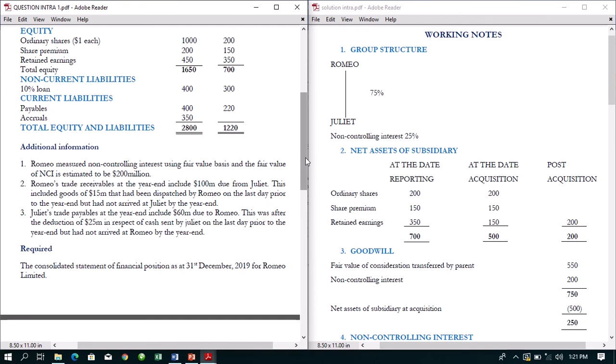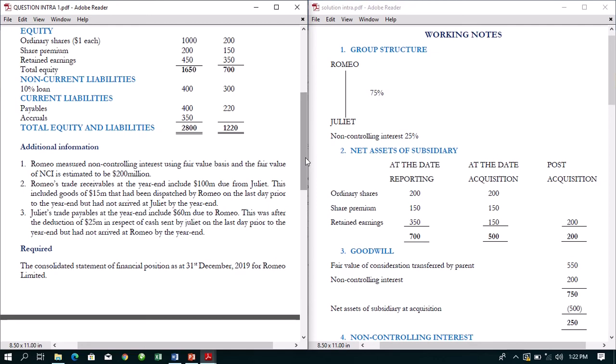Romeo's trade receivable at the year end includes $100 million due from Juliet. These include goods of $15 million that had been dispatched by Romeo on the last day prior to the year end, but had not arrived at Juliet by the year end. 3. Juliet's trade payable at the year end includes $60 million due to Romeo. This was after the deduction of $25 million in respect of cash sent by Juliet on the last day prior to the year end, but had not arrived at Romeo by the year end.